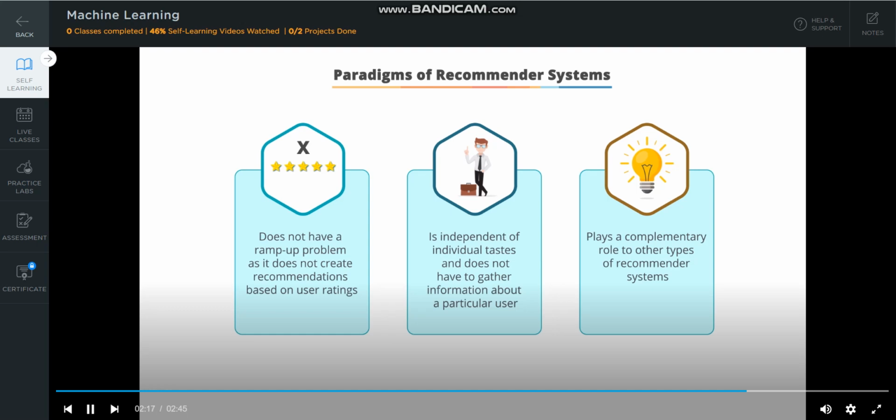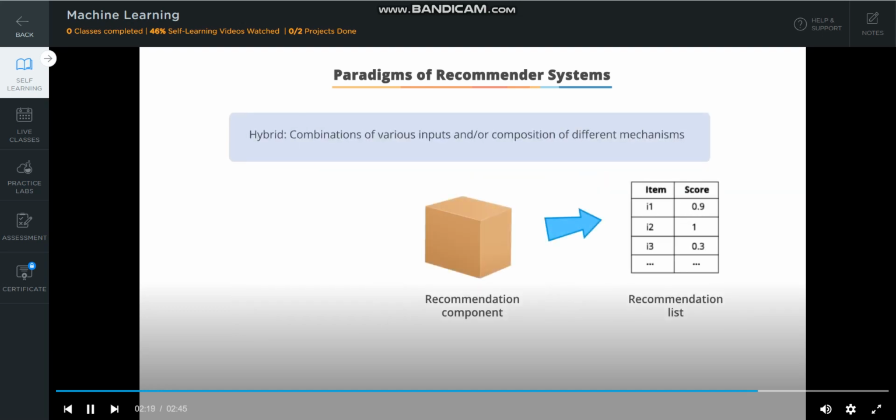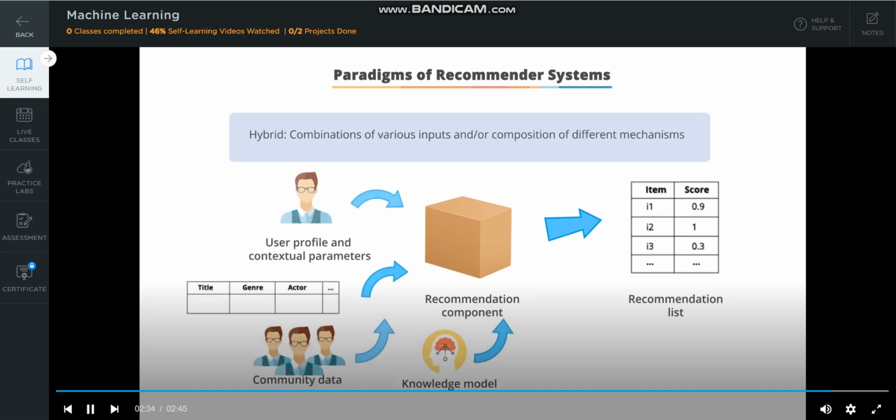Let's now understand how your recommender system can make combinations of various inputs and/or composition of different mechanisms. A hybrid recommender system is a system that combines content-based filtering and collaborative filtering and takes advantage of both the representation of the content as well as the similarities among users. It is also possible to use the recommendations of the two filtering techniques independently.